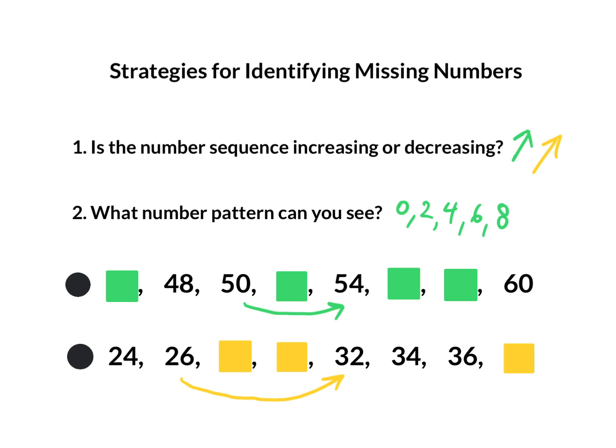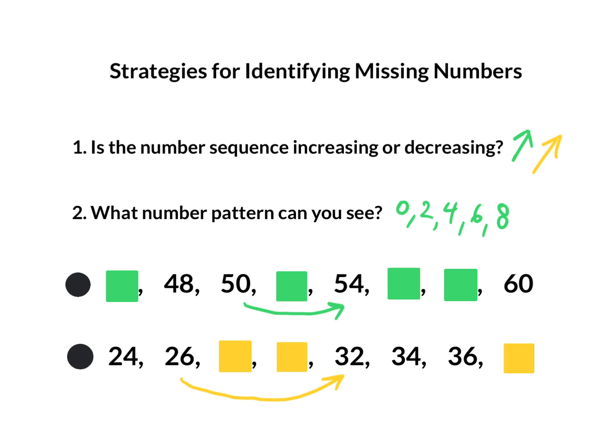So I can see that I have 50 and then a missing number and then 54. If I put 52 in that missing position, I could have 48, 50, 52, 54, and that follows a 2's pattern. So I think my very first missing number must be 46. My second missing number must be 52. My third missing number must be 56. And my fourth missing number must be 58.